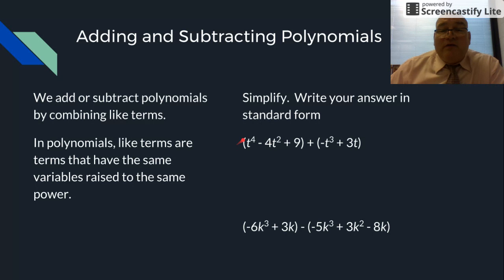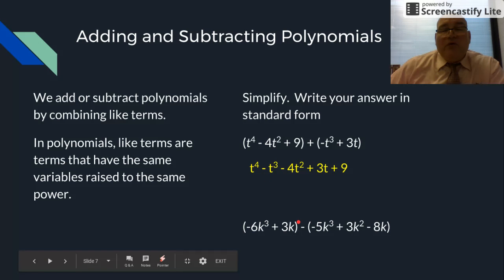Let's do example 1. Notice in example 1, we actually have no like terms. T to the fourth, there's no other fourth powers, there's no other third powers, nor seconds, nor firsts, nor constants. So we just have to rearrange this to put it in proper form. Remember, in standard form, the highest degree goes first. So t to the fourth is first, then the t cubed, then your t squared, then your plus 3t plus 9. Again, standard form goes highest exponent to lowest exponent.